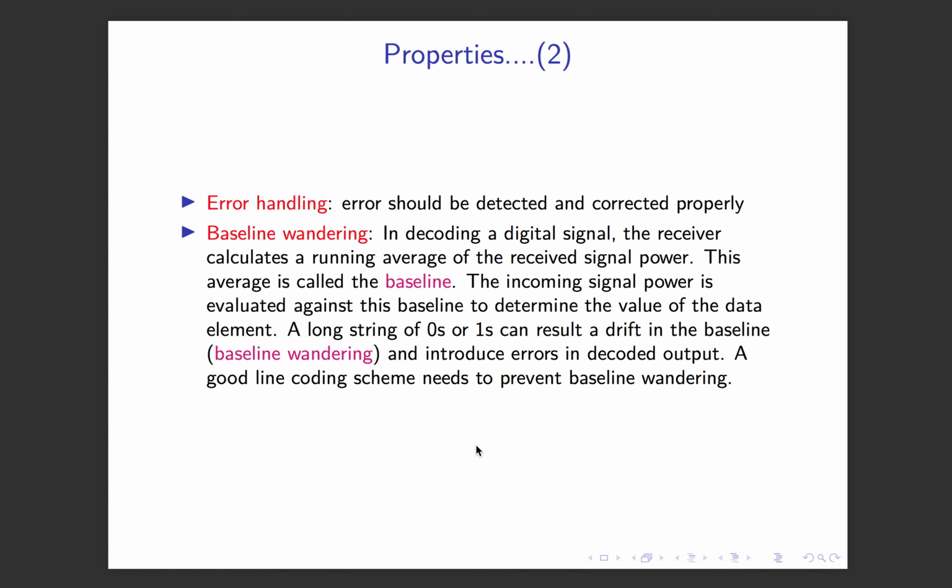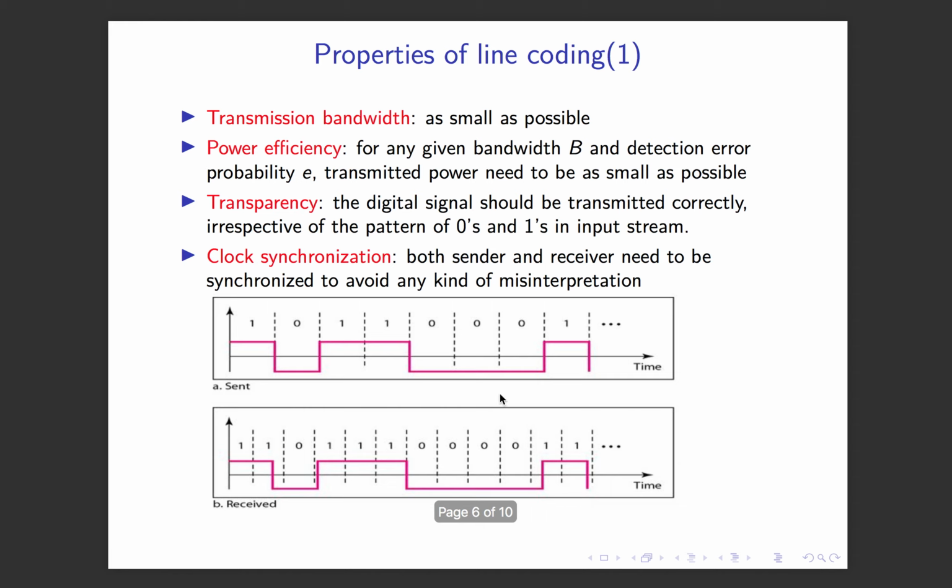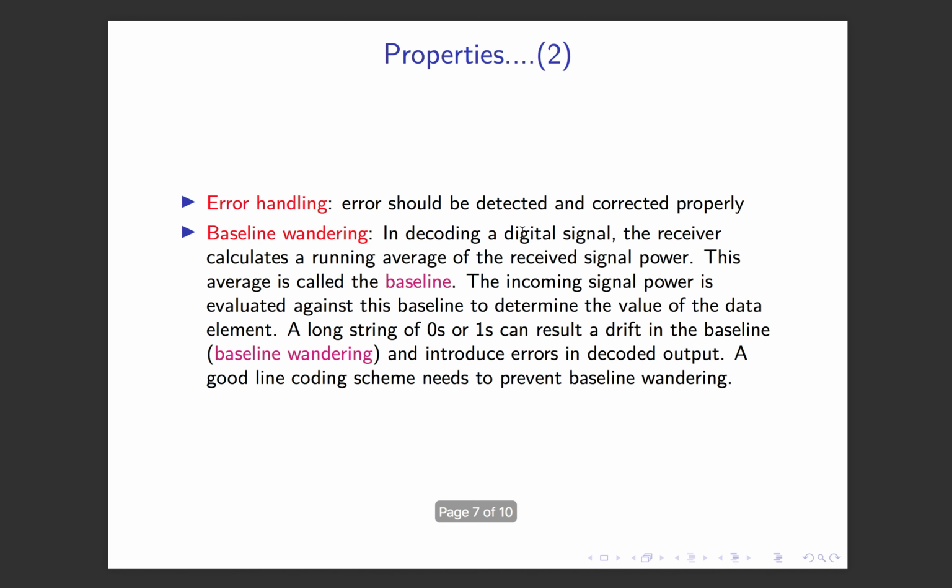So as we saw in the previous slide, if there is a large number of consecutive zeros or ones, what will happen? It will push the average beyond the mean, either above the mean or below the mean. So the presence of any large number of zeros or ones shifts the baseline. This is called baseline wandering.